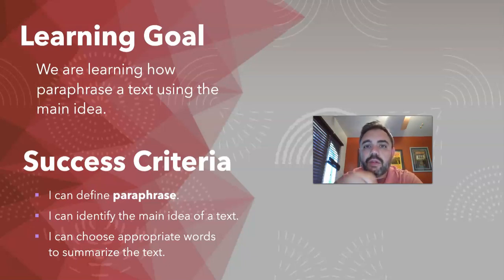Some I can statements for you today, like I can define paraphrase, very important. I can identify the main idea of a text. You guys are pretty good at that, but we always need to make sure that we're practicing that. And 3, I can choose appropriate words to summarize the text. Okay, and this is where we're going to combine some of our sweet writing skills too, right? But as long as you're able to hit those 3 I can statements along the way, boom, success town.